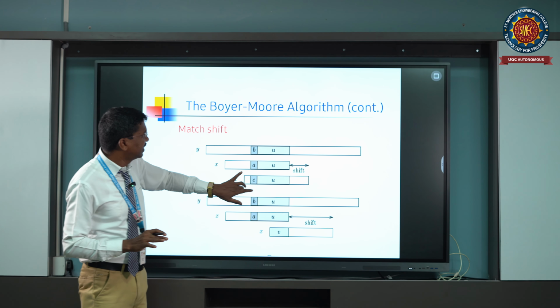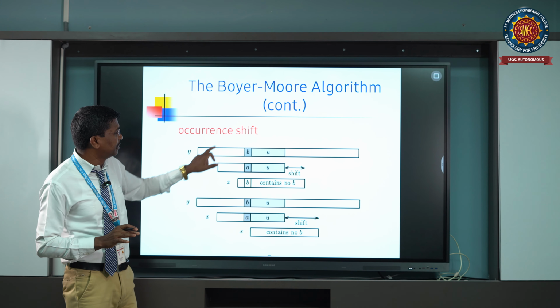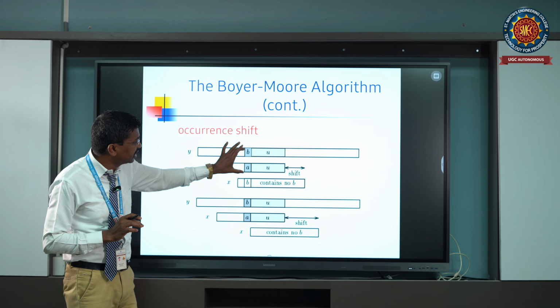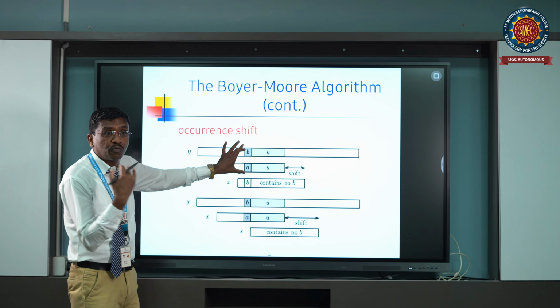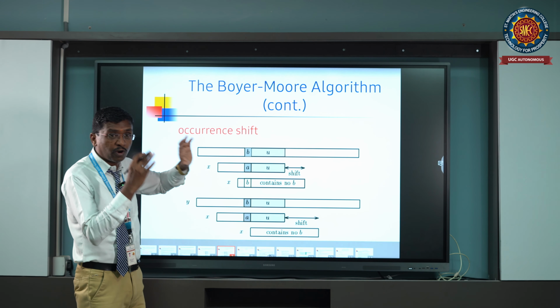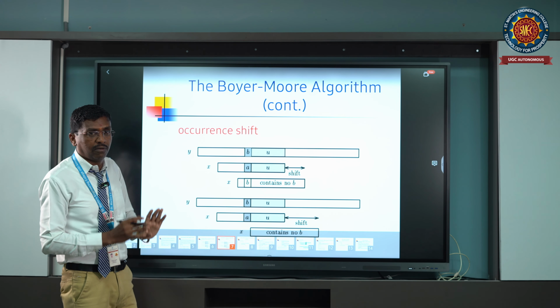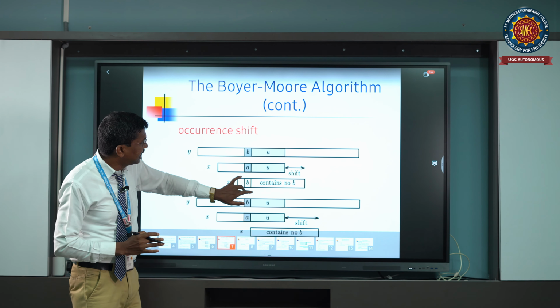See here, next, same only. Occurrence shifting: what I said, occurrence shifting. Matching means you can move further. Not matching means you focus on the bad character table. Okay, see the next slide.